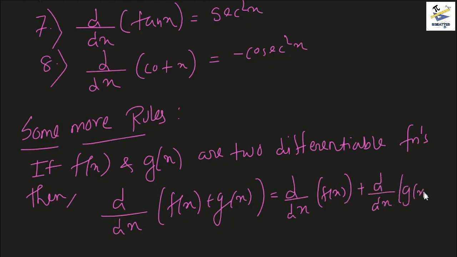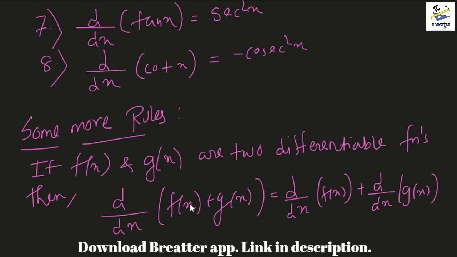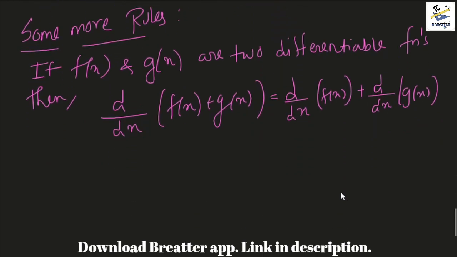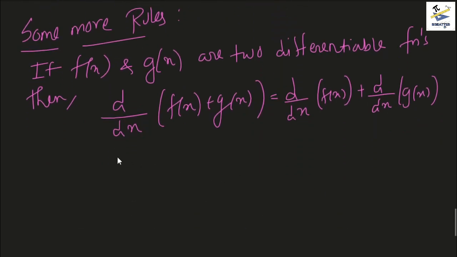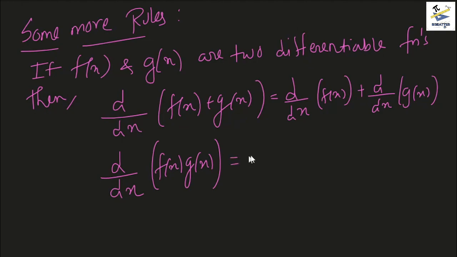So basically, if you are asked to find the derivative of the sum of two functions where both functions are differentiable, then the answer is the derivative of the first function added to the derivative of the second function. Similarly, if you are given something like this, where you have the multiplication of two functions, then what you can do is try this.